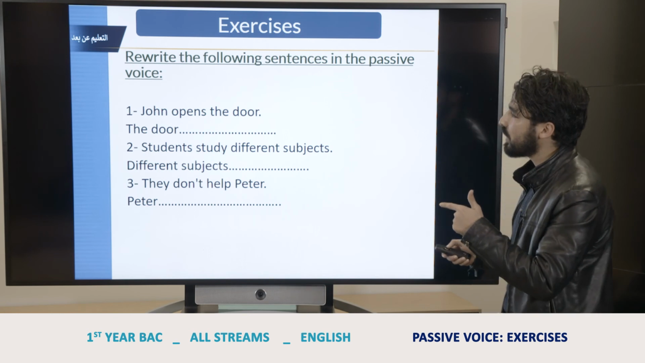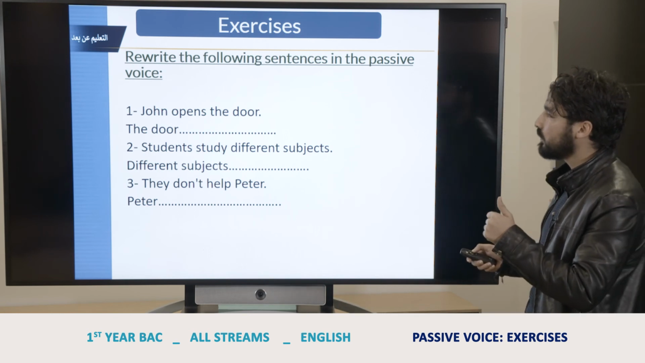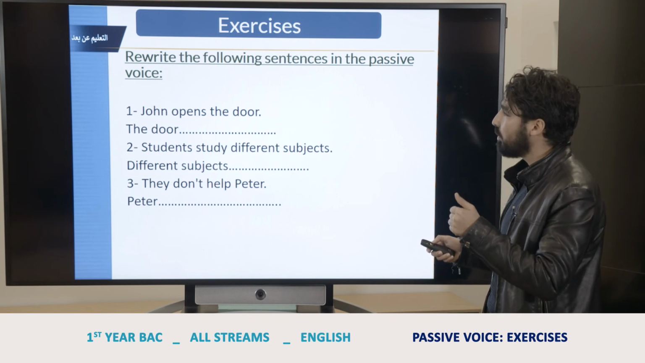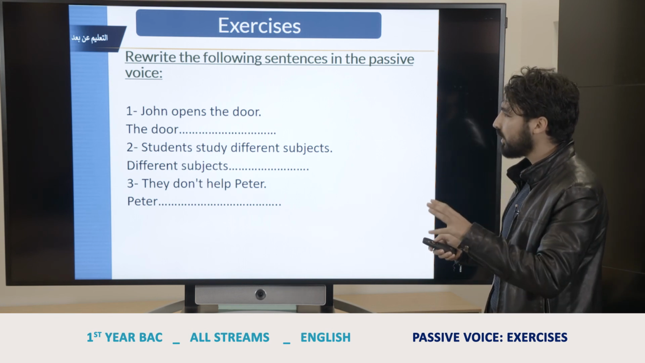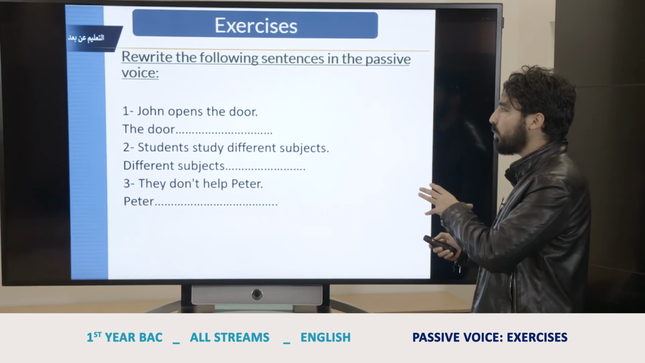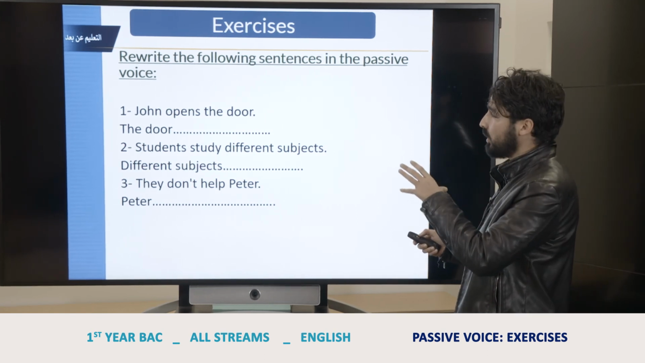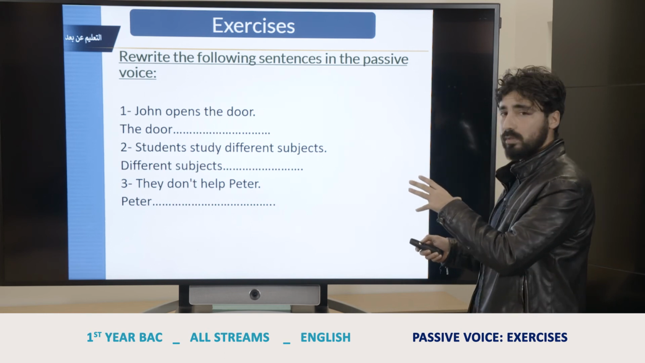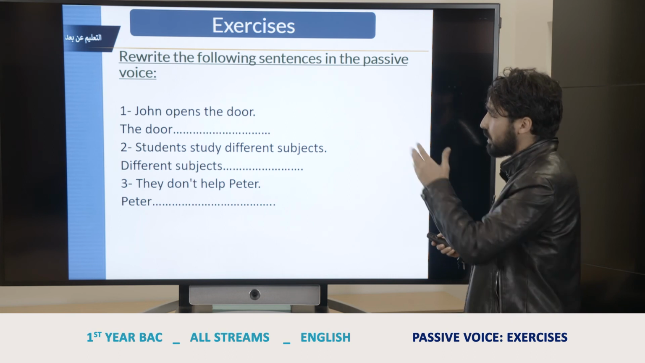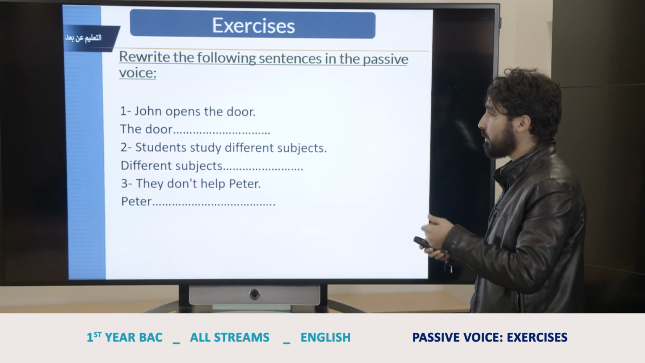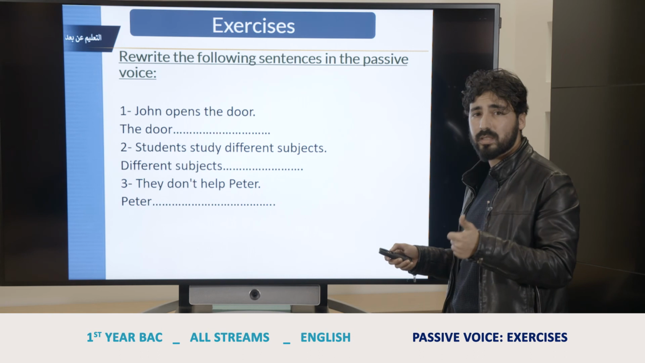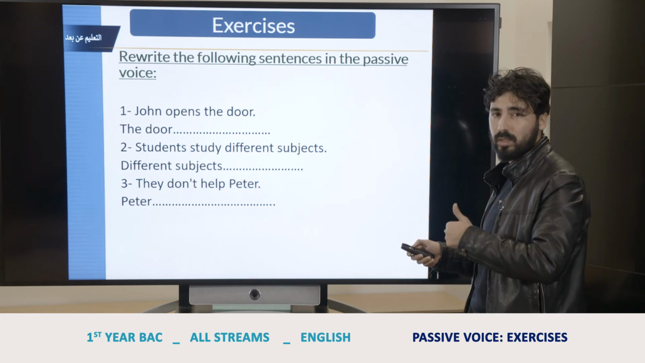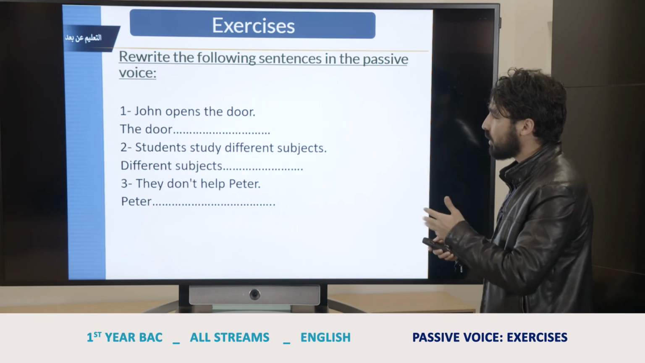So we say, for example, number 1, the door is opened by John. What did I do here? The door is opened by John. The door is the object, is is the verb to be in the simple present. Why? Because the first sentence is in the simple present. Opened, the ed form, is the past participle of the verb open, plus by the doer. The doer here is John.